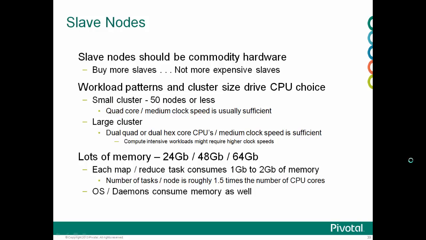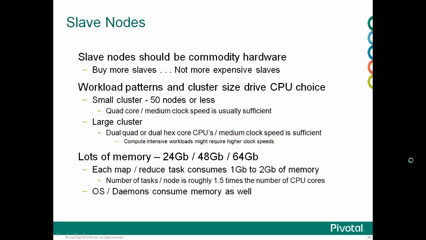Slave nodes, since you will have many of them, should be commodity hardware. The adage is typically buy more slaves, not more expensive slaves. Okay? Since they are going to fail, buy inexpensive, not cheap, but inexpensive slaves.